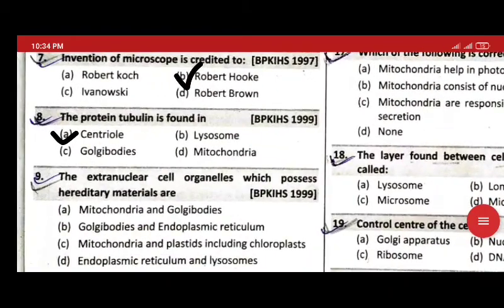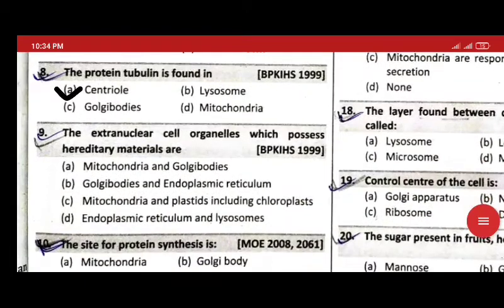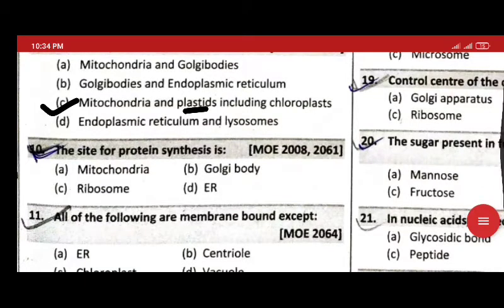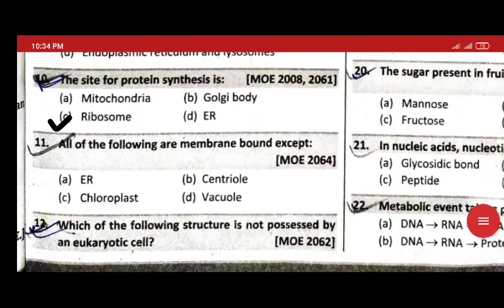The extranuclear cell organelles which possess hereditary material: hereditary material is present in what? Chloroplast, mitochondria, and nucleus. So again mitochondria and plastid, meaning chloroplast. So option C is right. Now, the site of protein synthesis: the ribosome is called the factory of protein synthesis. So option C is right here. Now, all of the following are membrane bound except: centriole is non-membranous. So option B is right.